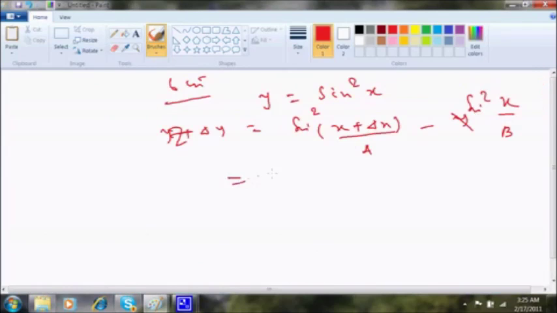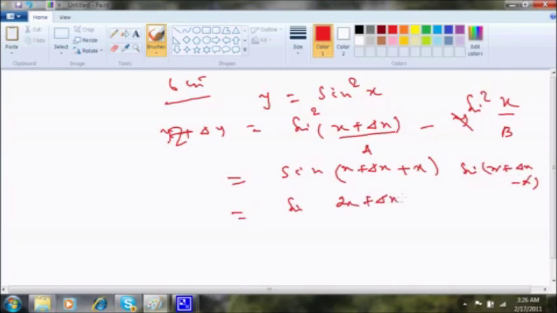So what it will become is sine of x plus delta x plus x into sine of x plus delta x minus x. This becomes sine of 2x plus delta x into sine of delta x.